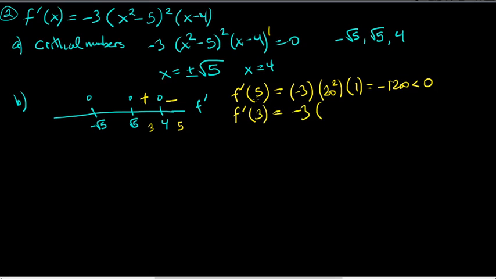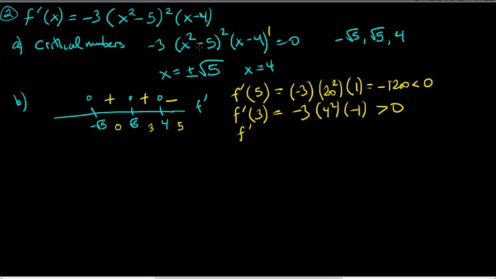You get negative 3, and you get 9 minus 5, 9 minus 5 is 4, 4 squared is 16, and then you're going to get 3 minus 4, which is negative 1, so you get a negative times a negative, which is positive, right? So between negative square root of 5 and positive square root of 5, you get 0, and if you plug that in, you're going to get positive.